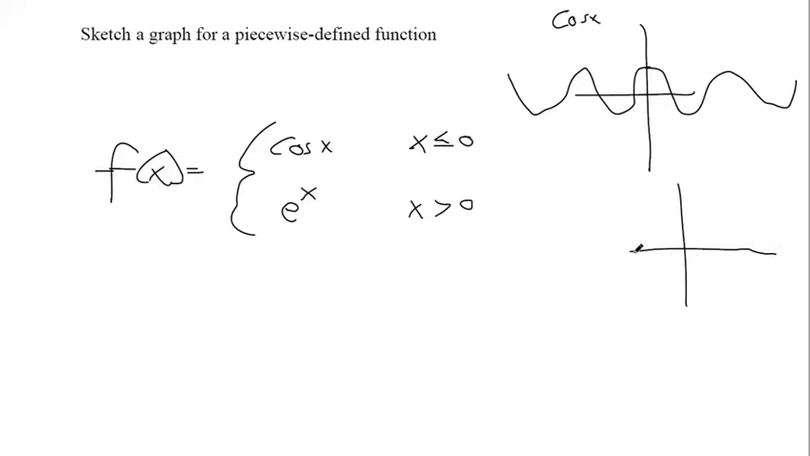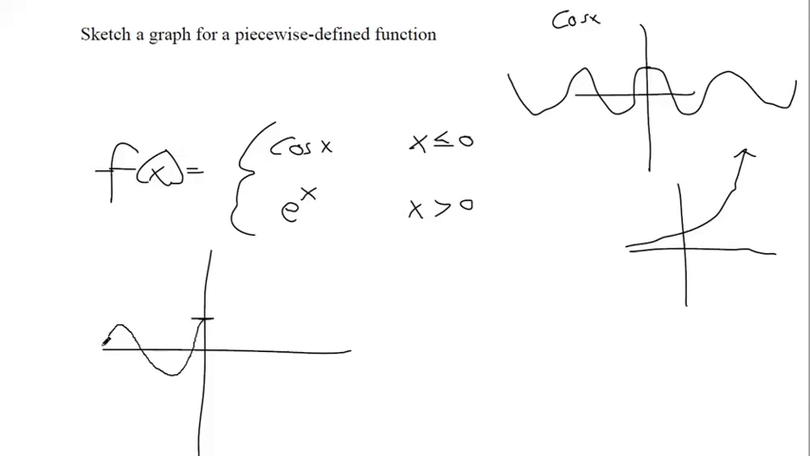e to the x is an exponential function that looks something like this. Okay, but the piecewise part just says you're graphing this piece on the left side of the y-axis when x is less than 0. So here's -1, -2, -3. So cosine of x is only getting graphed over here. So I just drew this part of the graph when x is less than 0.